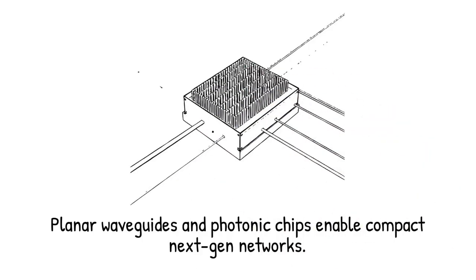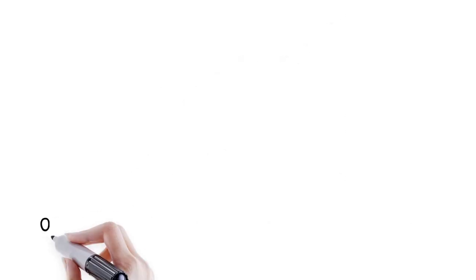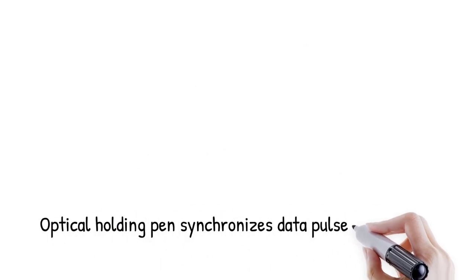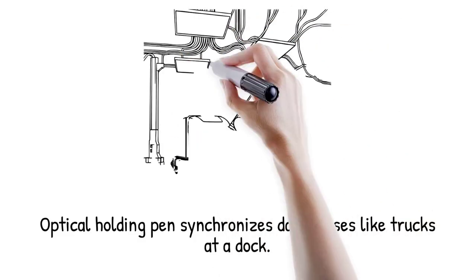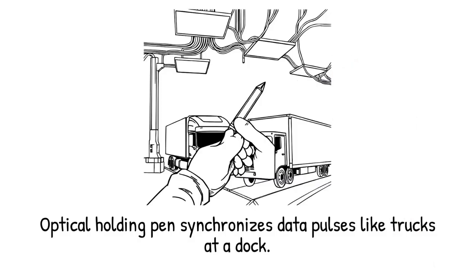An SBS-based buffer demonstrated error-free storage and retrieval of 10 Gb/s optical pulses in a live fiber link testbed. It's like using a holding pen at a loading dock, letting trucks wait in line until the warehouse is ready. Except here the trucks are light pulses carrying data.